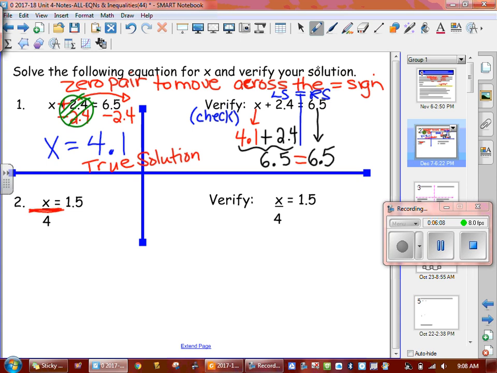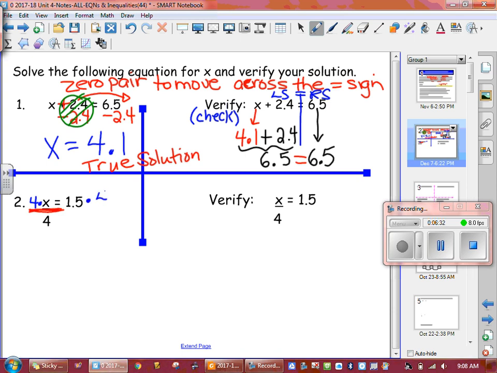And we're supposed to be doing the opposite operations. So what is an opposite operation to divide? Multiply. Perfect. So that means we're going to multiply both sides, because we have to do it to both sides, by the same number, by the number on that bottom. So we're going to take and multiply both sides by that 4.